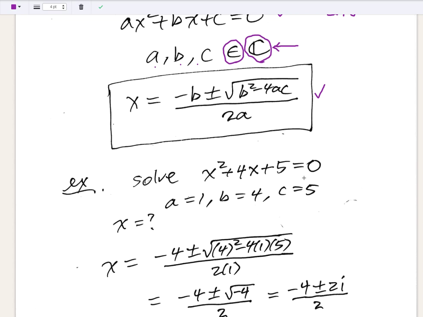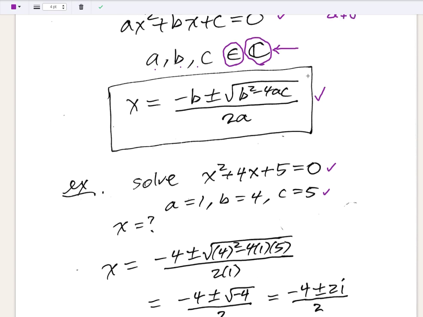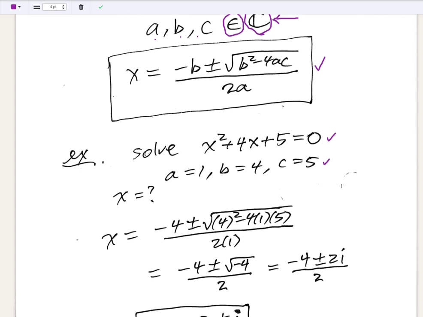Let's consider this first example. X squared plus 4x plus 5 is 0. You can see A is equal to 1, B equals 4, and C equals 5. Those are complex numbers of a simple type. They are real numbers. Remember, every real number is a complex number, so I have not really taken any imaginary numbers yet, but I will. Anyways, let's consider this simpler situation, and I'm wondering what x is.